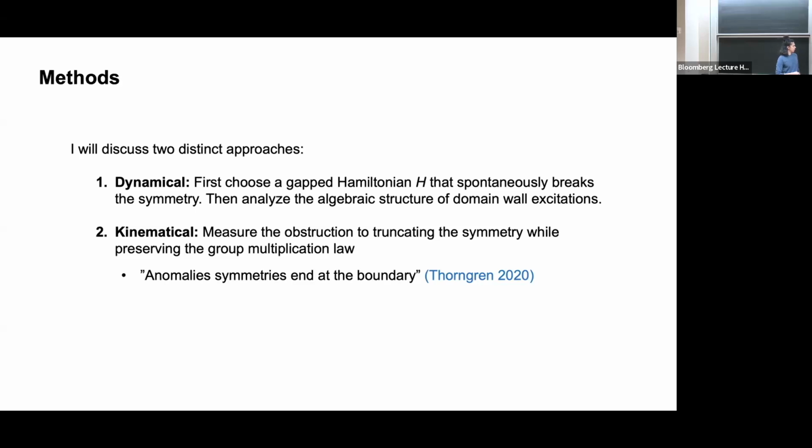The second approach that I'll discuss is what I call the kinematical approach. The basic idea is that an anomaly is an obstruction to truncating the symmetry to some finite region while preserving the group multiplication law. I'll make this idea a little more precise. This is very closely related to the idea that anomalous symmetries end at the boundary. And let me mention that these 2 methods are basically suitable generalizations of the existing methods in 1+1d.